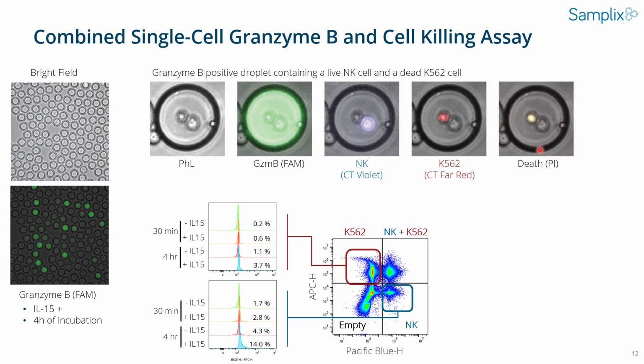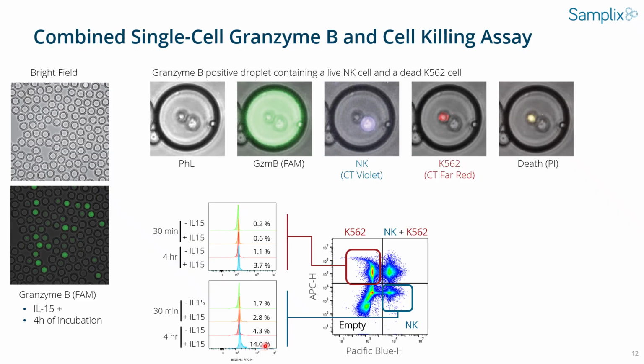Flow cytometry is really our go-to workhorse when we have to quantify this, and so let us first have a look at the K562 droplets, which are here in this quadrant. So they are positive for the red dye, and so there is very little granzyme B signal developing over these 4 hours in these droplets, whether with or without IL-15. In the case of the NK cells, there is a bit more signal developing with IL-15 stimulation than without, which makes sense, I think.